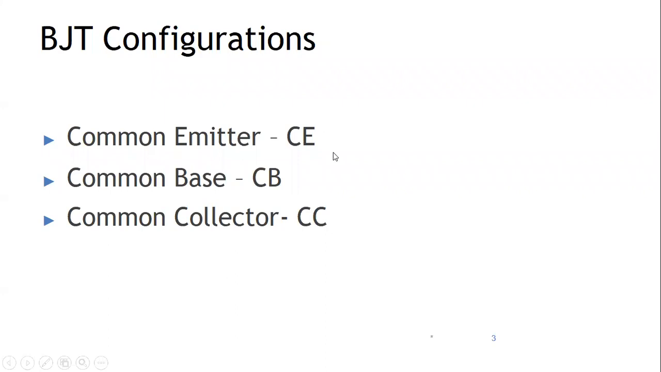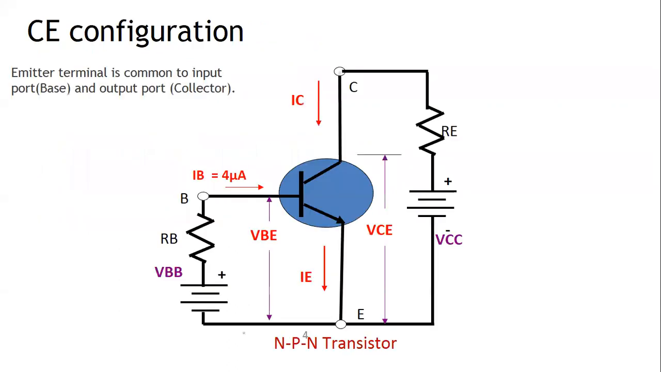We are now aware that the BJT is going to operate in three types of configuration: common base, common emitter, and common collector. In the previous lecture, we have seen the operation of the common base configuration. Now we will try to understand the common emitter configuration. So this is the circuit for the common emitter configuration.